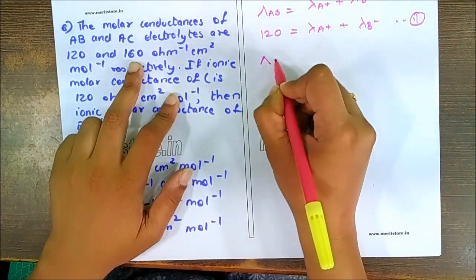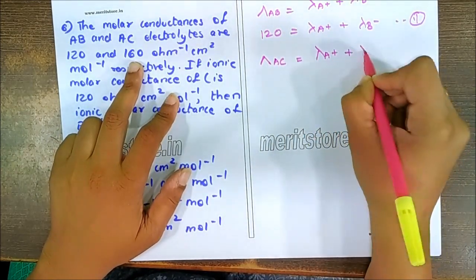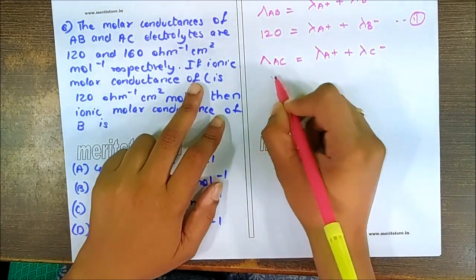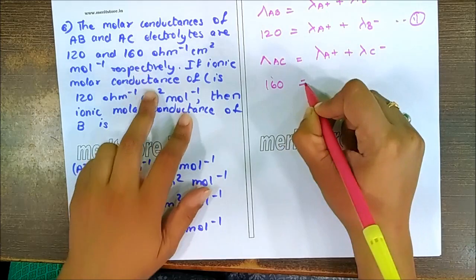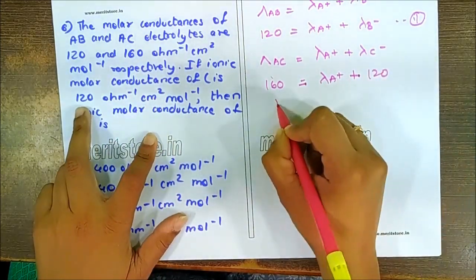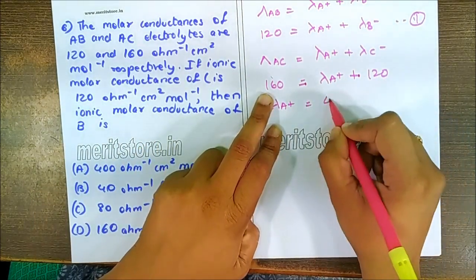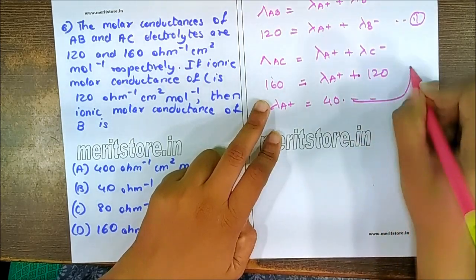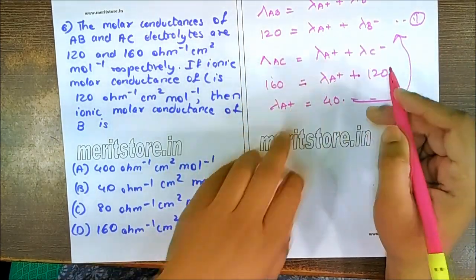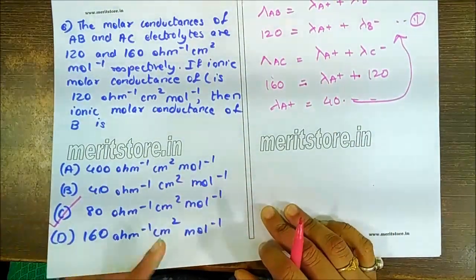Similarly, the molar conductance of AC is equal to the contribution of A+ and the contribution of C-. So here AC is given as 160, A+ we are not aware of, but C is given as 120. So from this we can calculate for A+: 160 minus 120, that is 40. If we substitute this in equation 1, this is 40. So 120 minus 40, that is 80. So for B, the answer is 80, option C.